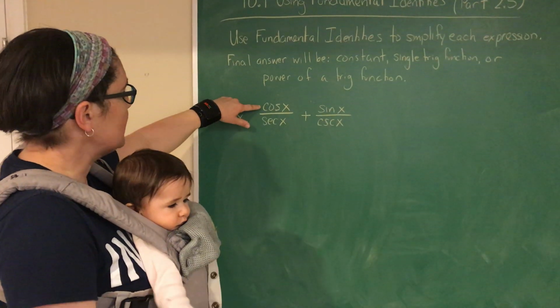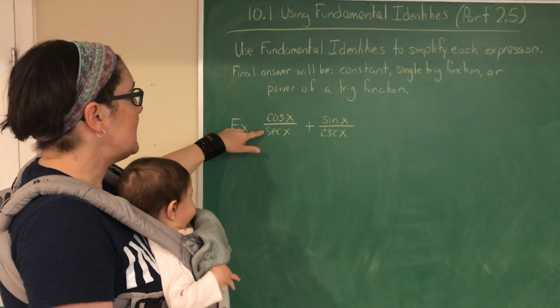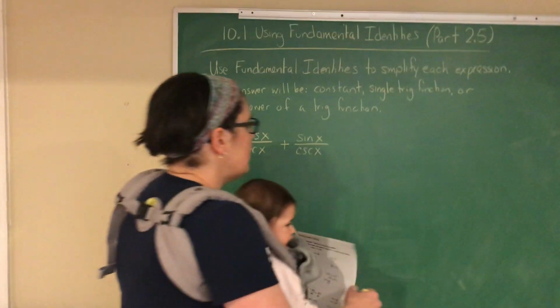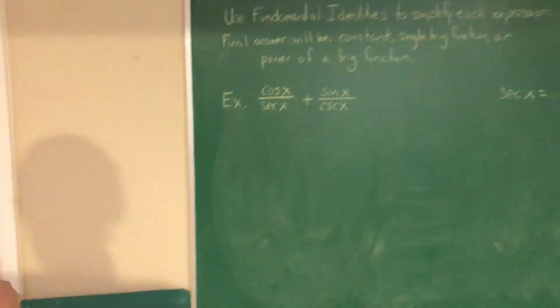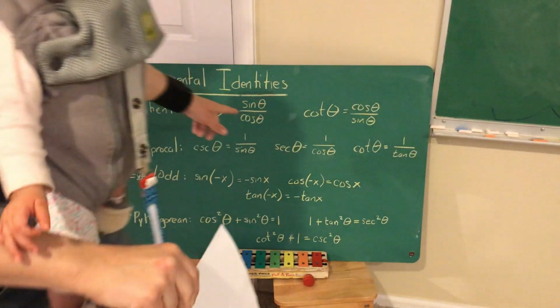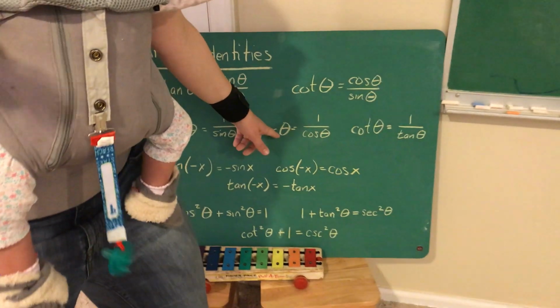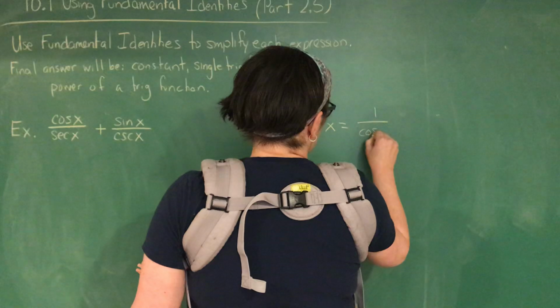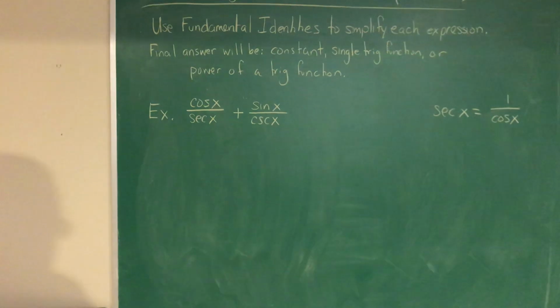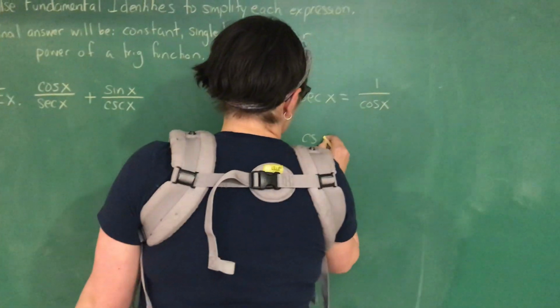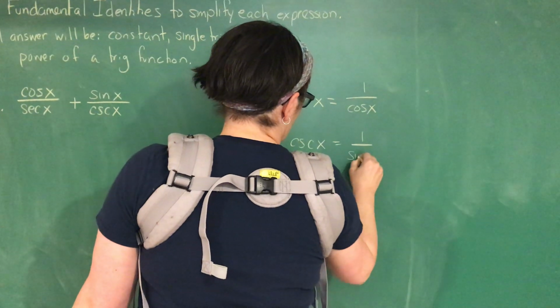Now in this first fraction, I have cosine of x, that's already a cosine, but I have secant of x on the bottom. And so I want to remind myself, secant of x, well, let's see, in terms of our fundamental identities, secant of x is the reciprocal of cosine. So secant x is 1 over cosine. So secant of x is 1 over cosine x. And over here, I see sine of x divided by cosecant of x. And cosecant is the same as 1 over sine. So cosecant of x is 1 over sine x.